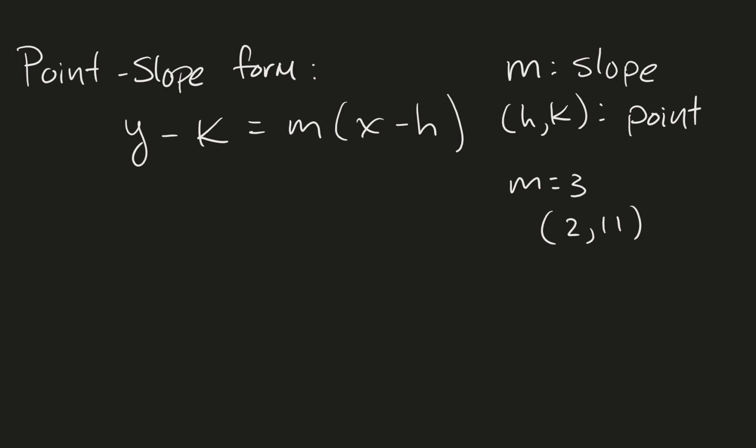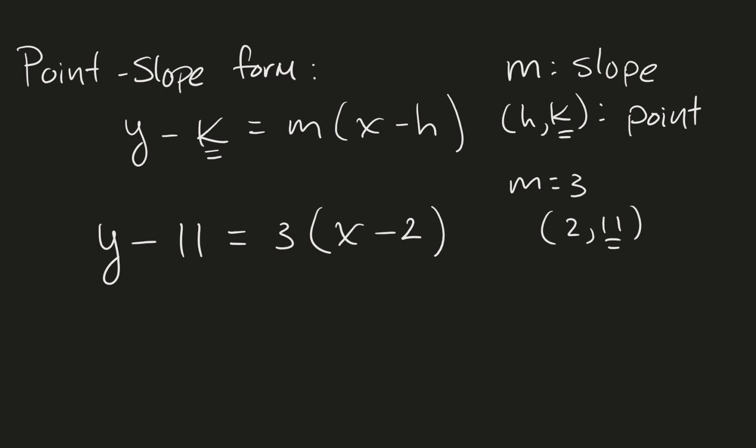And here's how I say it. It's always going to be y minus the y value that I know, right? If you look closely, k is the y value that I know for my point. So I say y minus the y value that I know equals the slope, 3, times the quantity of x minus the x value that I know. And the x value that I know from my point is 2.